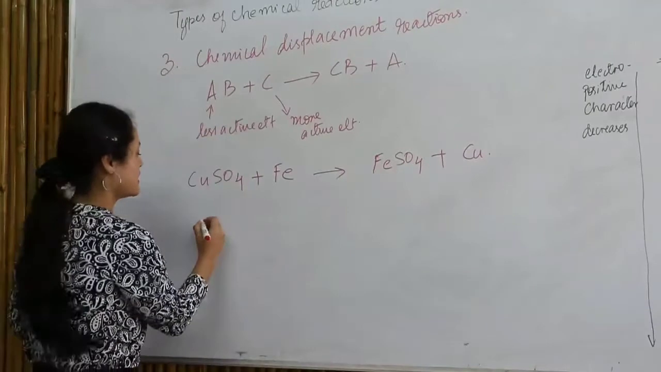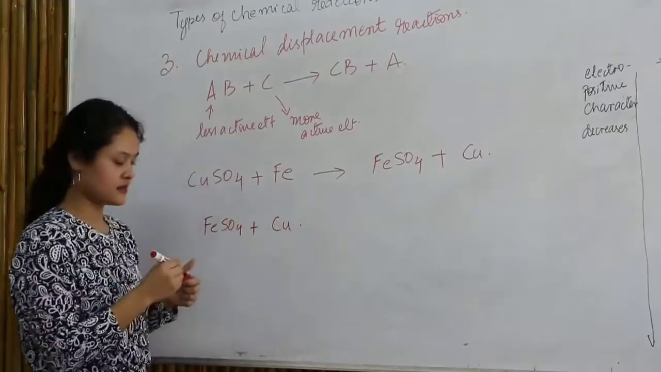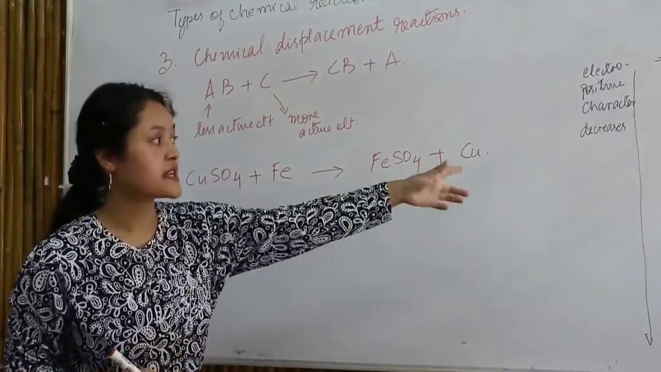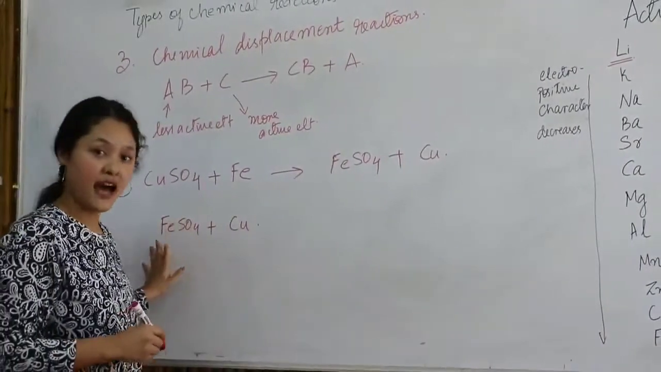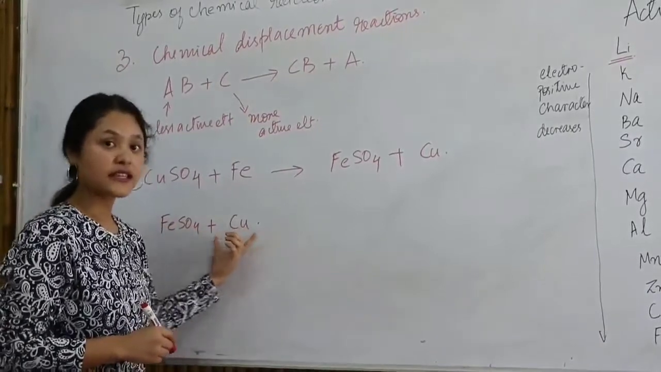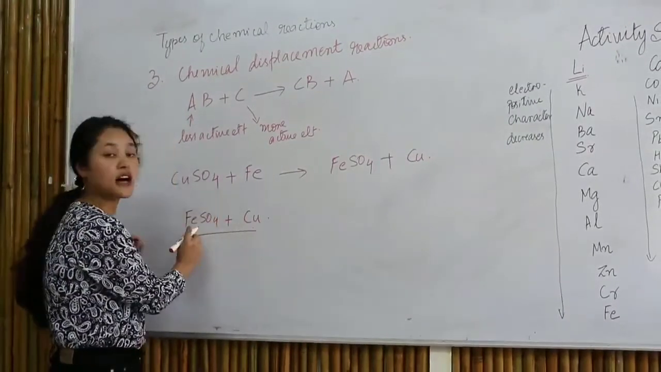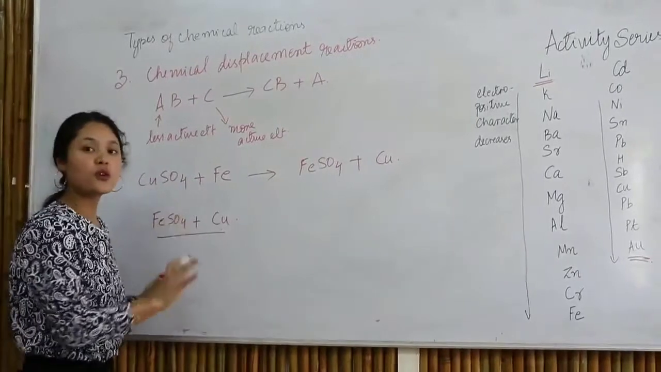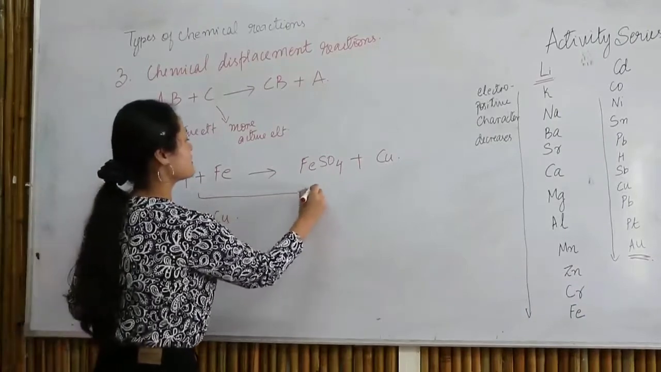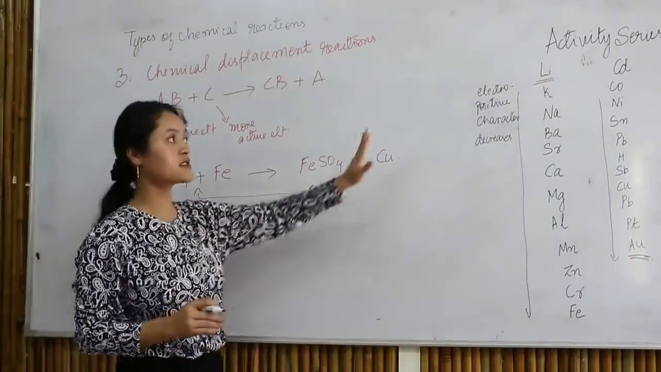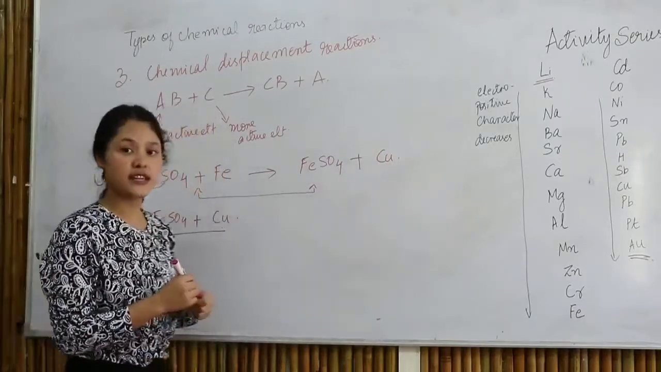If in this iron sulfate solution you add copper, since we know copper is placed below iron in the activity series, it is less active than iron. So copper cannot displace iron from this solution. Therefore, if you add copper to the iron sulfate solution, there will be no reaction taking place. Okay? So, we know this reaction takes place because we know the activity series of the elements. Okay, we'll move to the next reaction.